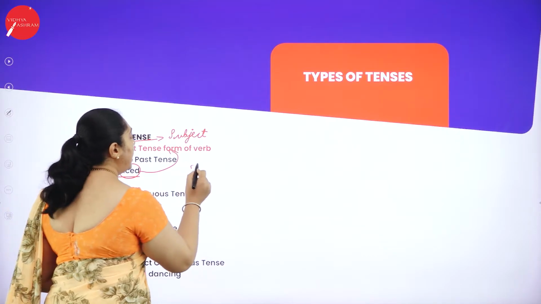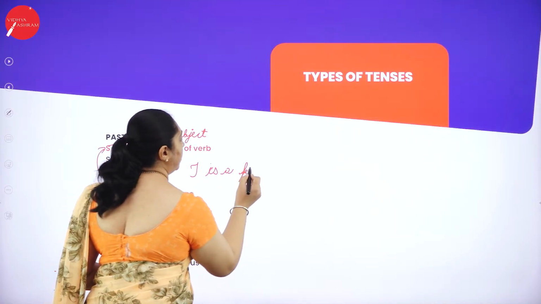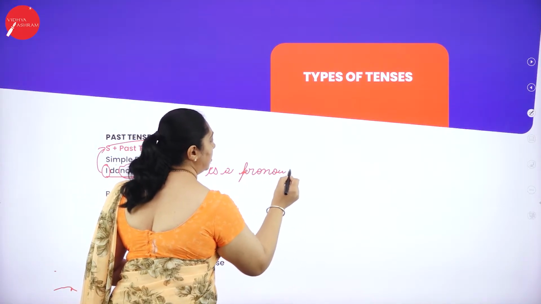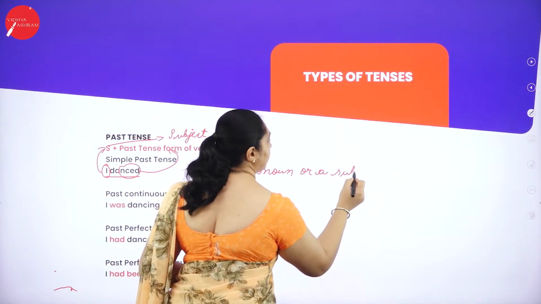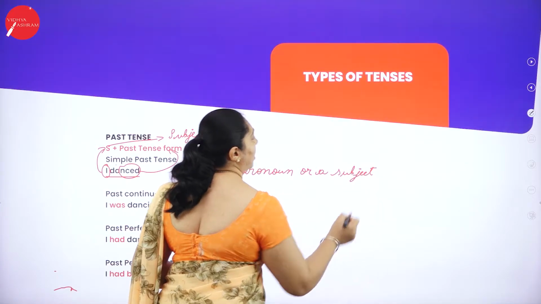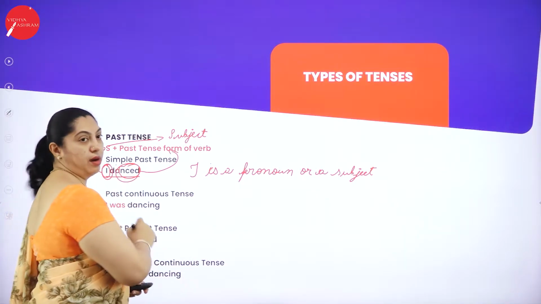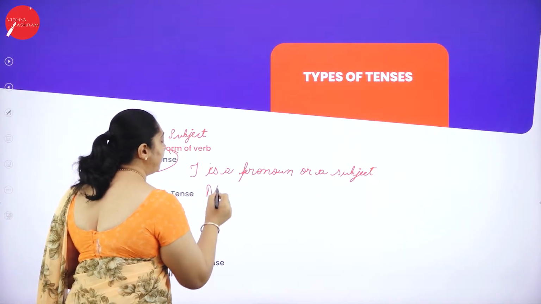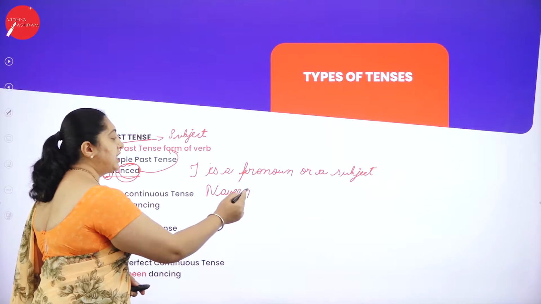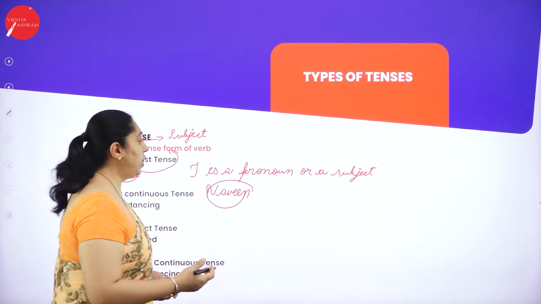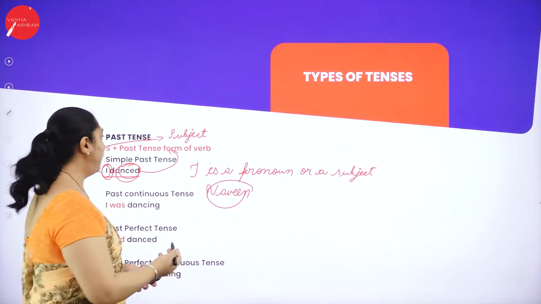Here I is a pronoun or a subject. Let me replace the word I here. Instead of I, I'll take Naveen. So here the subject is changed. Instead of I, as I told you earlier, the subject could be a noun or a pronoun. One more example, instead of "I danced."